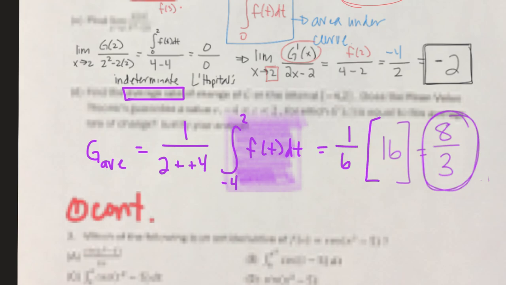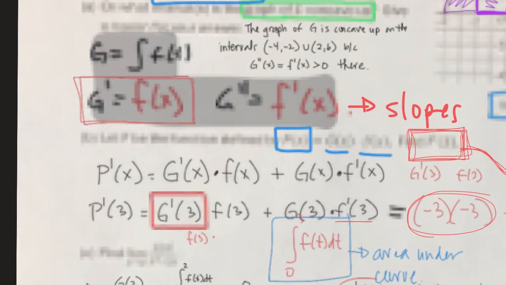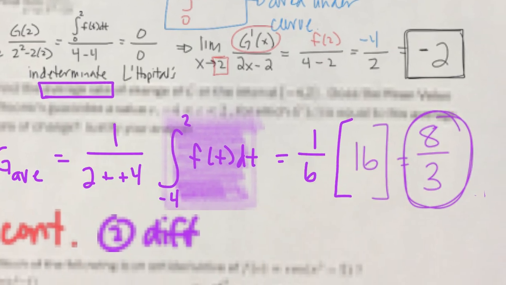Is g differentiable? Can we take the derivative at any one of these points? Remember, the derivative of g is the same as f of x. So is there a y value for every x value? Yes. So because it's continuous and differentiable, that means the mean value theorem does in fact guarantee a place where f prime is equal to the average rate of change.